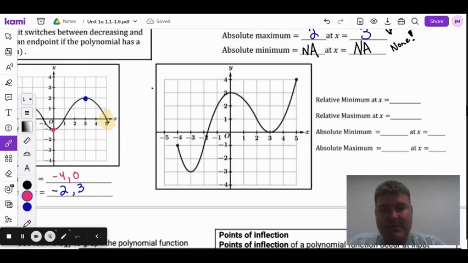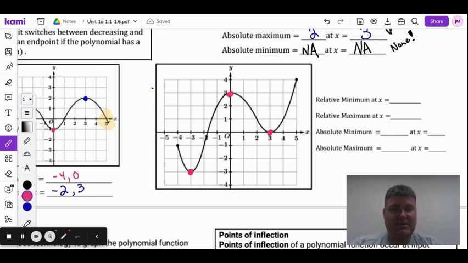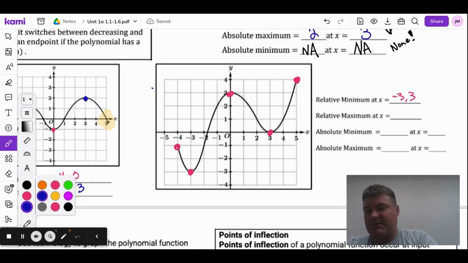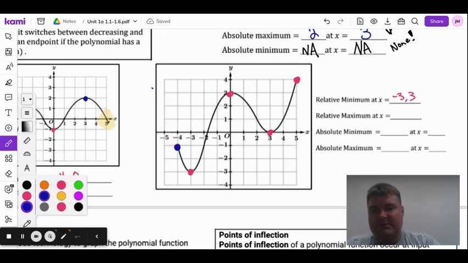I'm getting the relative. Actually, I'm just going to circle my extrema here in pink. It looks like I got extrema right there, extrema right there. Those are all my relative extrema. So my relative mins are my lower ones, which are going to be here at -3 and 3. I'll just keep these maxes in blue. So this is a max, this is a max, and this is a max, because these are all endpoints. So I have relative maximum at -4, at 0, and at 5.